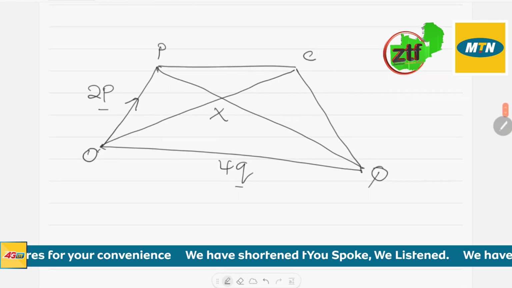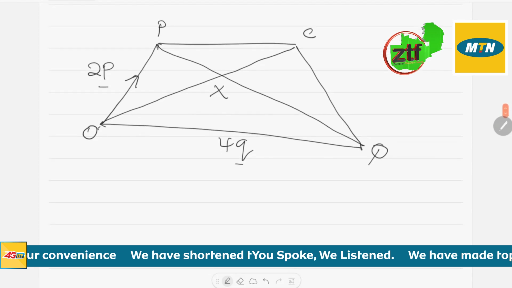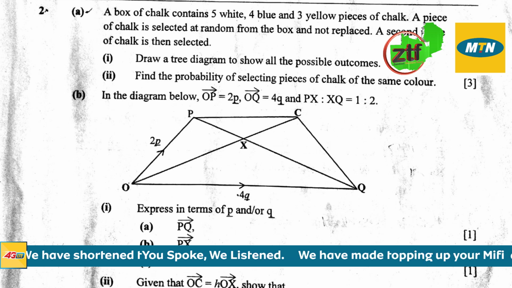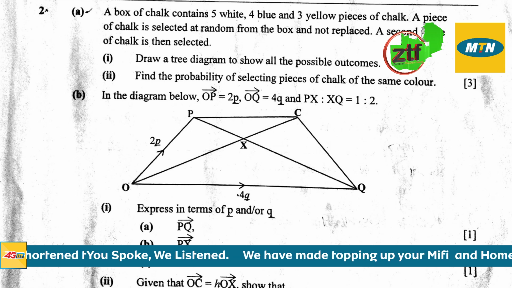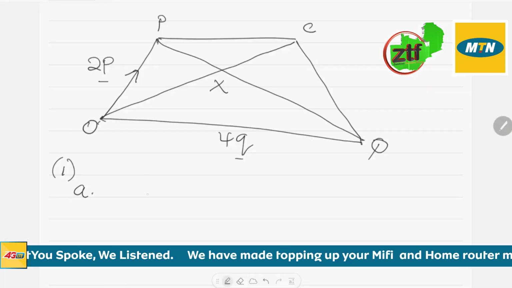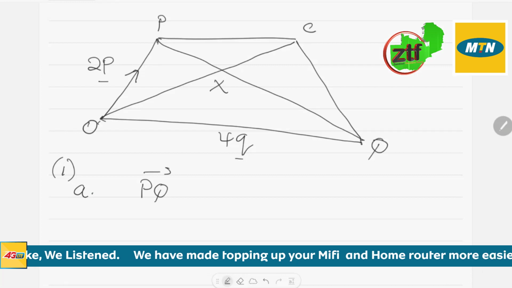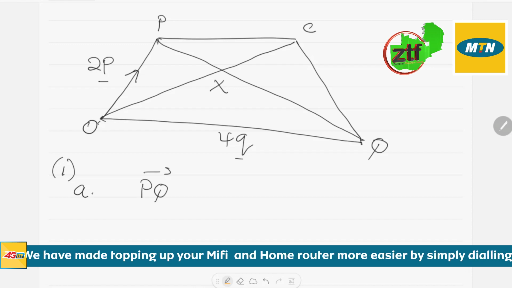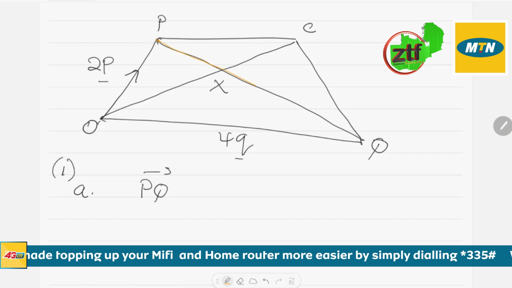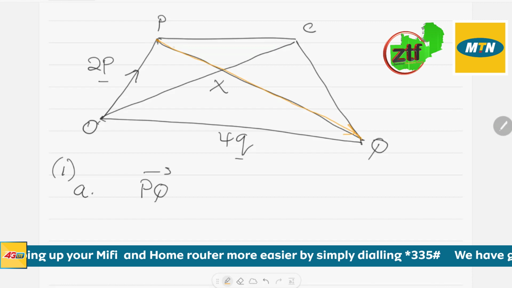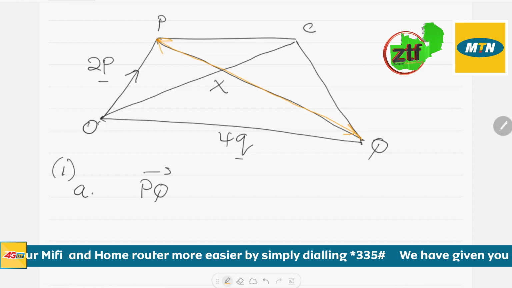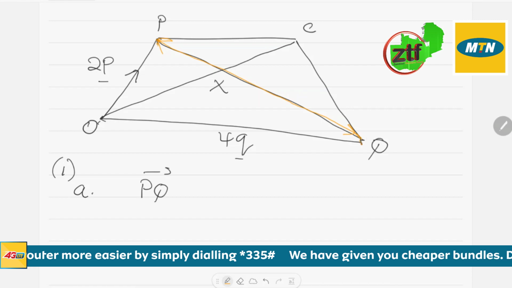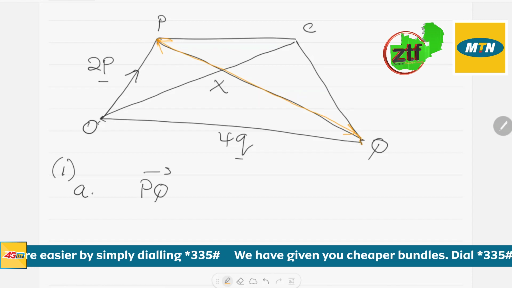All right, so now the question is, number 1, express in terms of P and Q the vector PQ. That is part A. They want us to find the vector PQ. So how do you find vector PQ? They want us to find the vector PQ, which is this vector from point P to point Q. So what path am I going to take in order for me to move from point P to go to point Q?